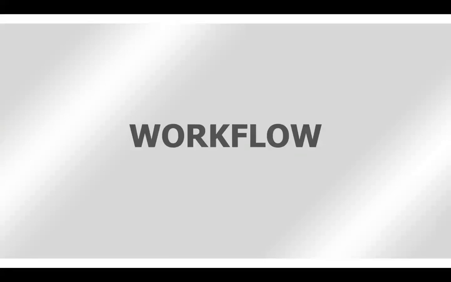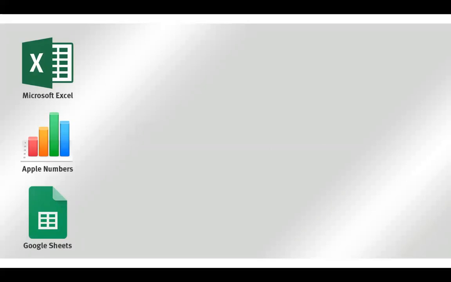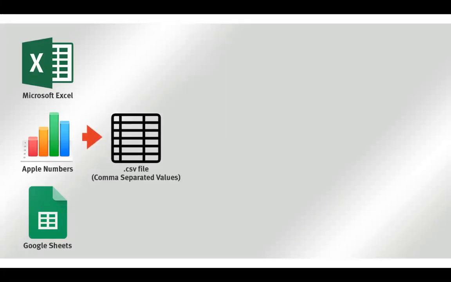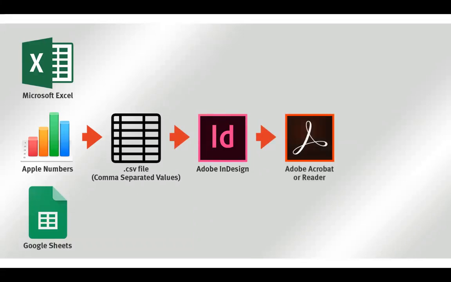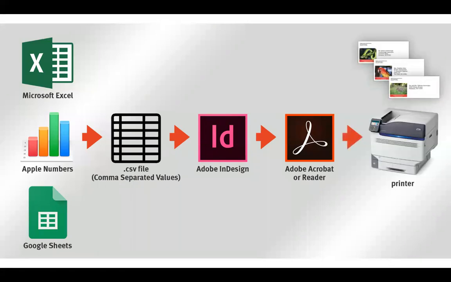So we're going to cover the process today from start to finish, from working with a spreadsheet to exporting a CSV file, that's a comma separated values file, to then bringing that CSV file into Adobe InDesign, working with our layout and our variable data fields, and then exporting to a printable PDF file that we can be printing and opening from Adobe Acrobat or Reader, and finally, printing from our device. We'll also cover some tricky processes like merging field names, adding barcodes, and incorporating dynamic images.